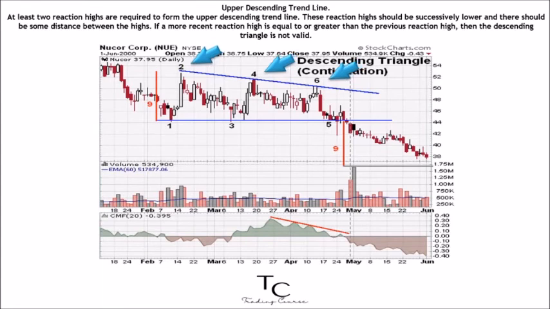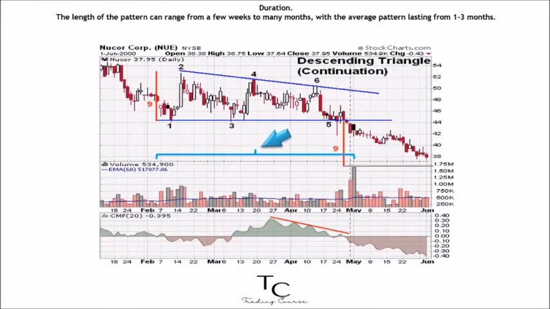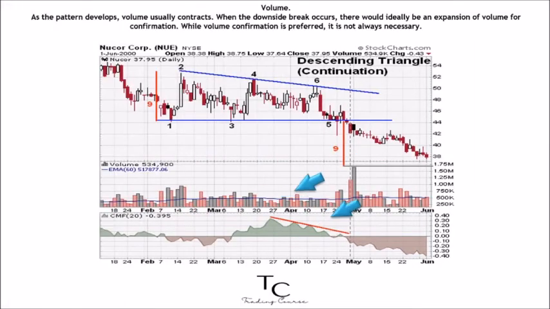Upper descending trend line. At least two reaction highs are required to form the upper descending trend line. These reaction highs should be successively lower and there should be some distance between the highs. If a more recent reaction high is equal to or greater than the previous reaction high, then the descending triangle is not valid. Duration. The length of the pattern can range from a few weeks to many months, with the average pattern lasting from 1 to 3 months.